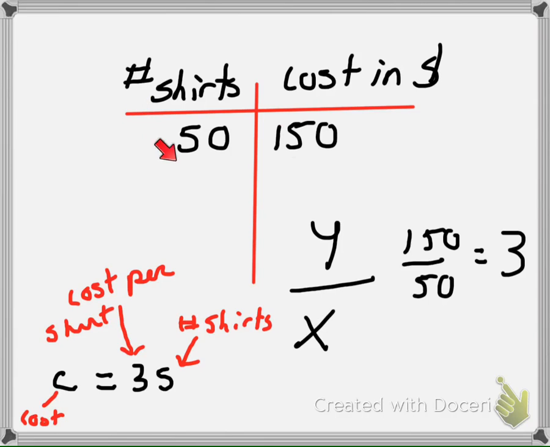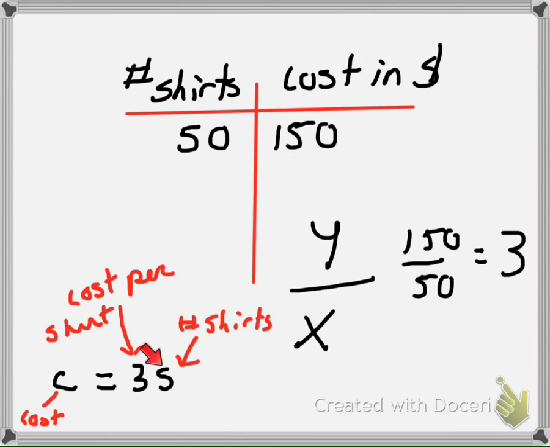And because this is a proportional relationship and it starts at 0, 0, I can find the constant rate of change by doing y divided by x. So 150 divided by 50 gives me 3. So the constant rate of change, or the unit rate, it means the same thing, is 3. So for the equation, my equation is going to be cost, C, is equal to 3 times S, 3S.